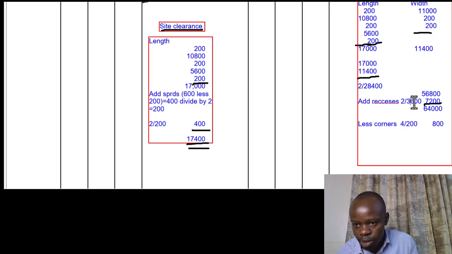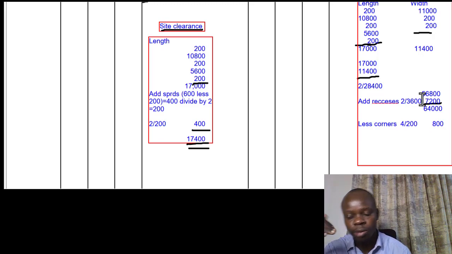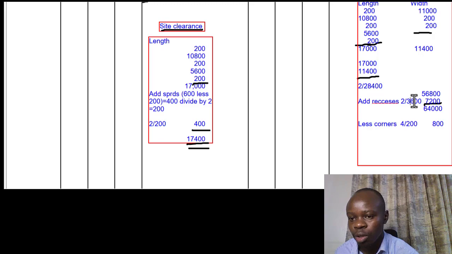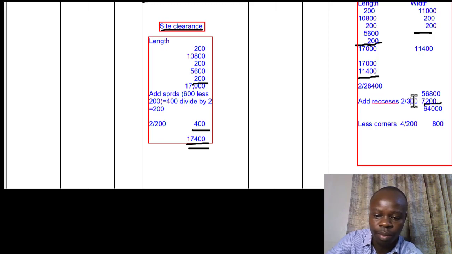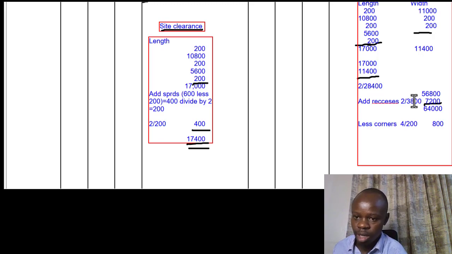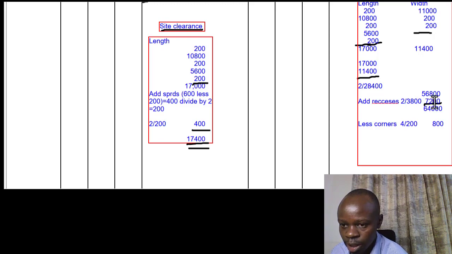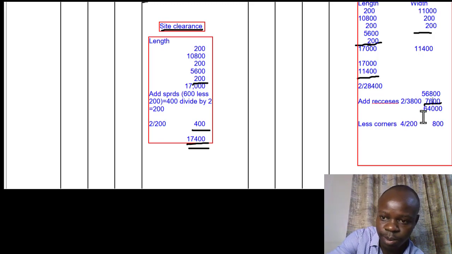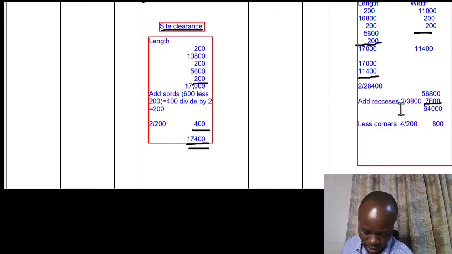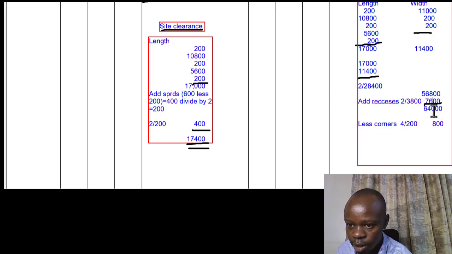Therefore, in this case, it's going to be 3600, then we add 200 to give you the face of the external wall. So if you add 200 here, it's going to be 3800. That is supposed to be 7600 in this part. Then you now add 56800 plus 7600, that is 64400.